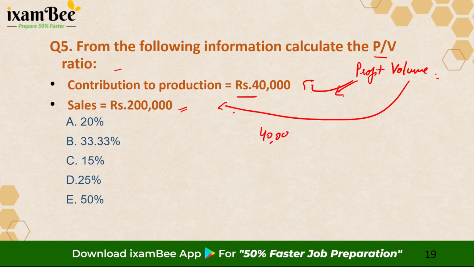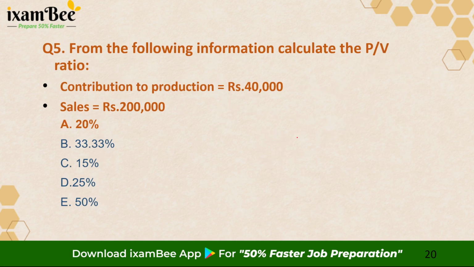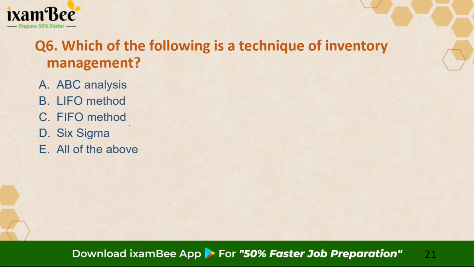So 40,000 divided by 2 lakh is what will give you your contribution. So here your contribution is 20%. Next question, which of the following is a technique of inventory management?